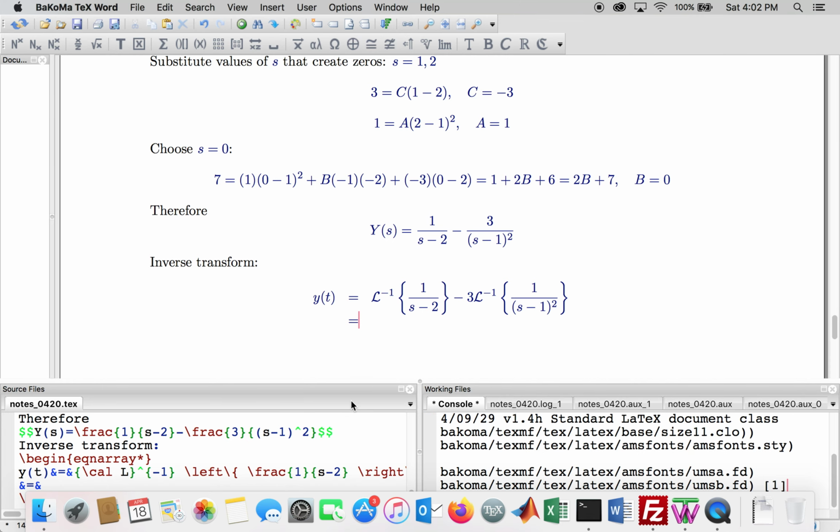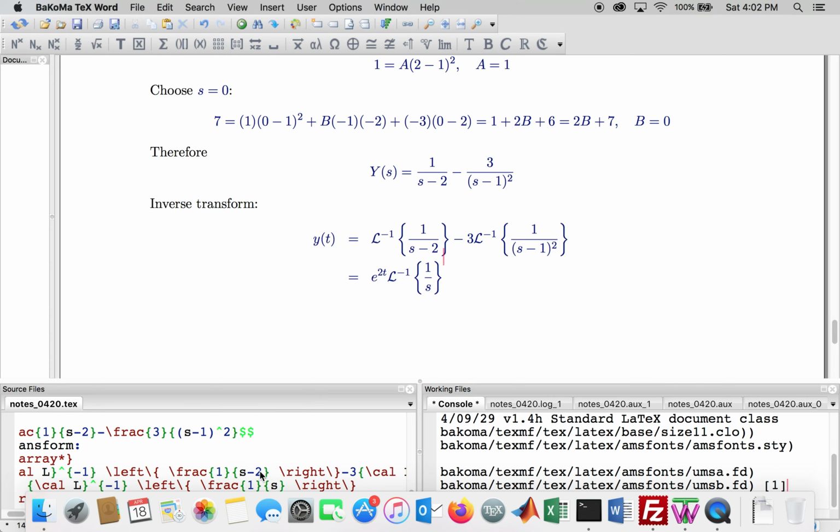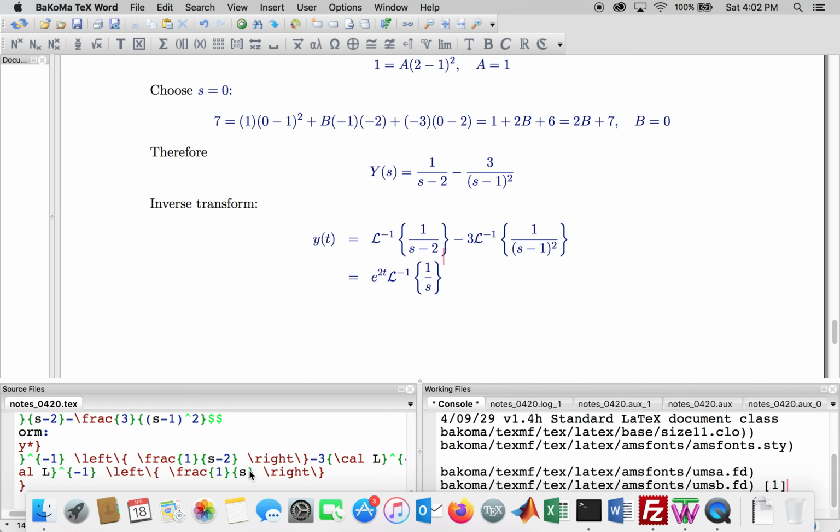Now I'm going to take into account the shift. Notice we have different shifts. Here we have a shift of 2, and here we have a shift of 1. So for the shift of 2, that's going to introduce a factor of e to the 2t times the inverse transform of the unshifted function. You don't have to work it out this way, but I just want to show you where the individual steps come from. When you do enough of these, then you can just jump directly to the exponential.